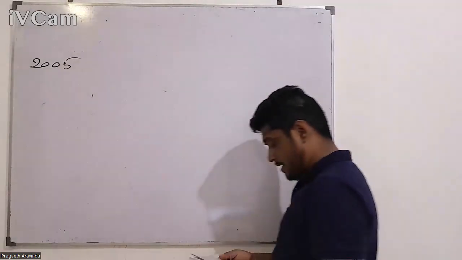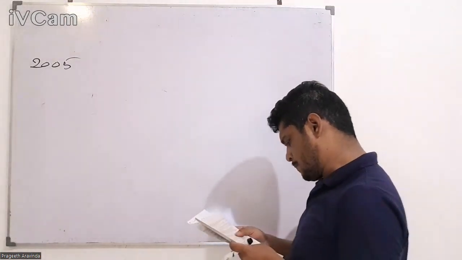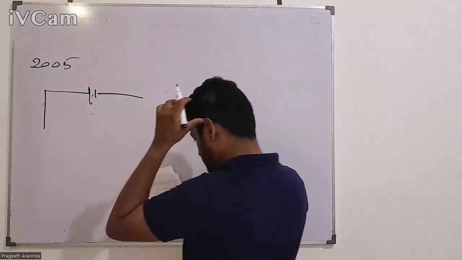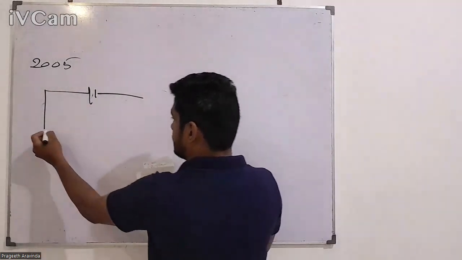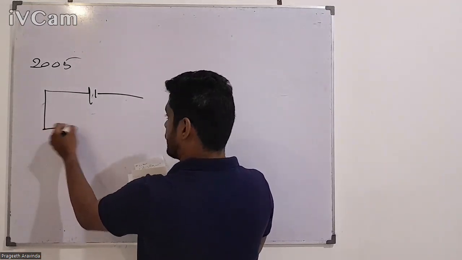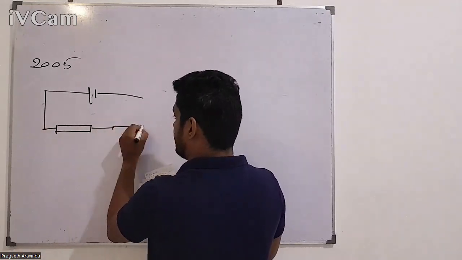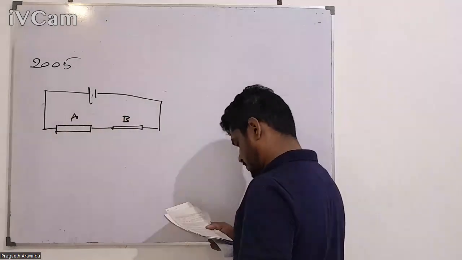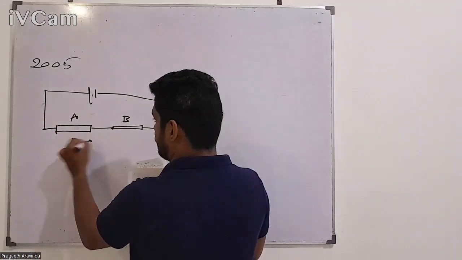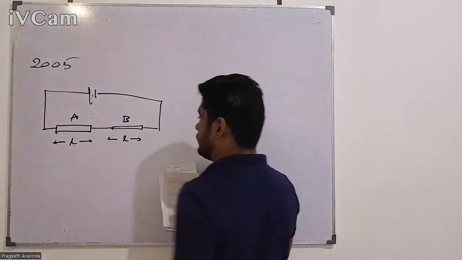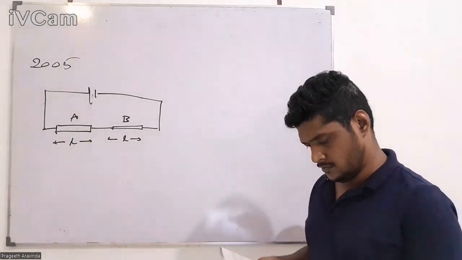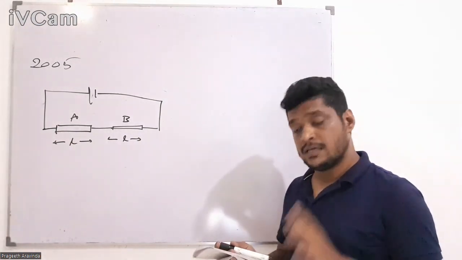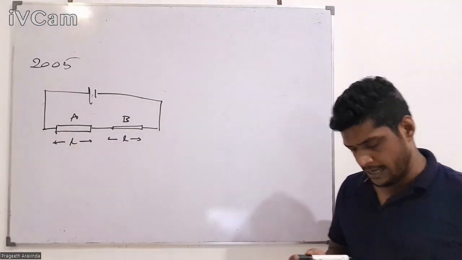Question from 2005, right? So you can see a circuit diagram here. A simple one, it is like this. A thick wire A and a thin wire B, having the same length, made of the same material. Again, the resistivity is the same. They are connected to a battery as shown in the figure.